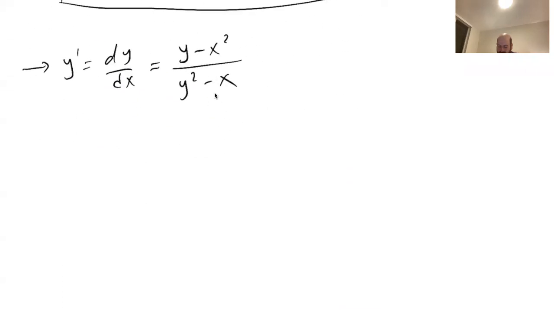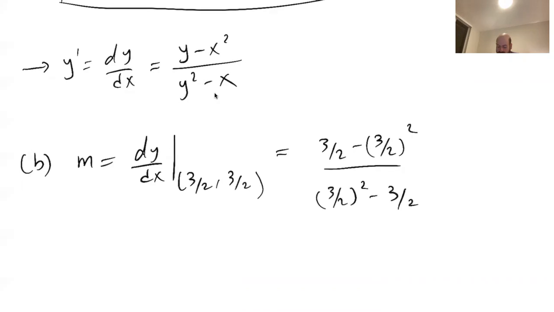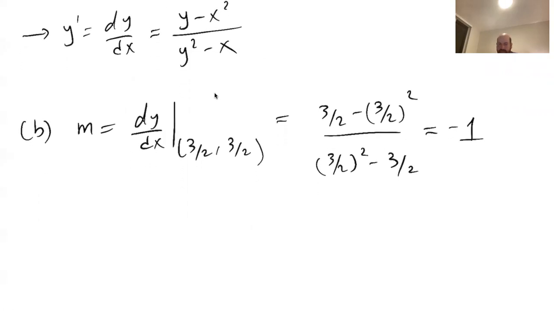So for part B, the slope m equals dy/dx at the point (3/2, 3/2). And this is how much? This is (3/2 minus (3/2) squared) divided by ((3/2) squared minus 3/2). And the answer is -1. So the slope is -1.